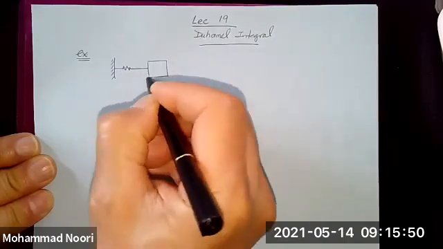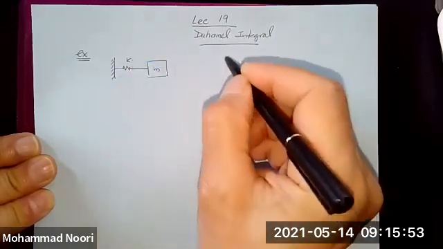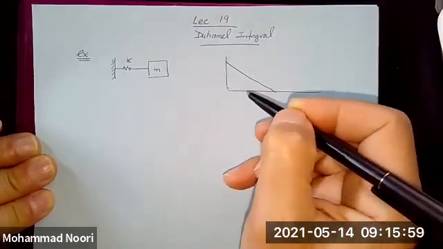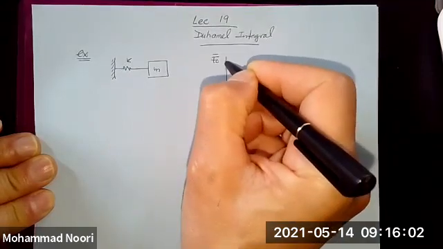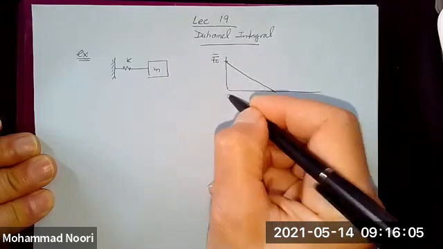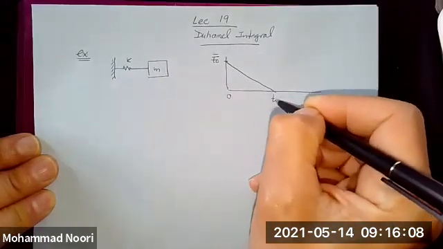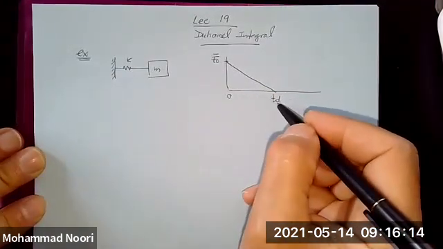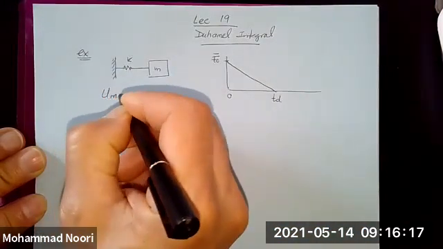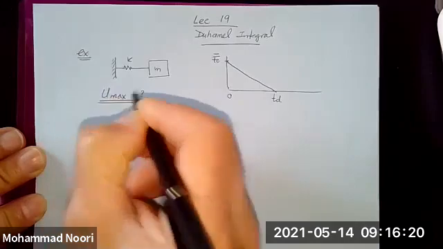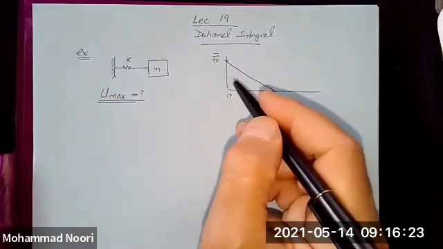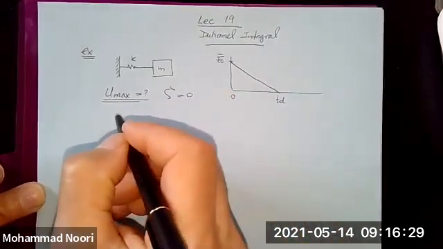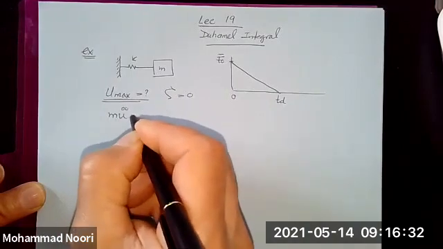We have an undamped system. It is subjected to a simple triangular loading with magnitude F naught at time zero. This load is of a short duration, so t_d is a small value. We want to find the maximum displacement of this system under the action of this loading. The system is undamped, therefore this is obviously the equation of motion.